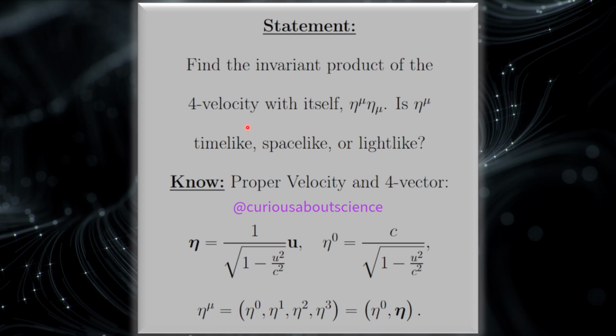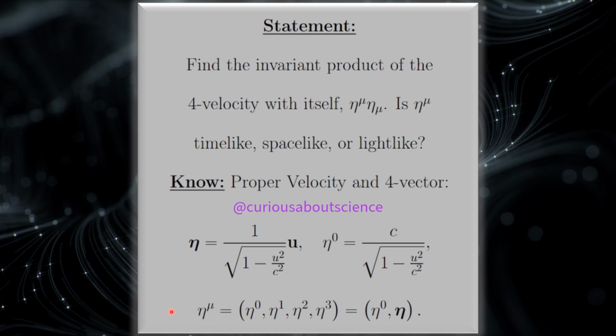We want to know, is η^μ time-like, space-like, or light-like? Okay, so we really want to know what is the invariant product, or the invariant interval, leading. Is it positive, negative, or 0? That being said, the proper velocity for a vector is defined as η equal to 1 over the square root of 1 minus u squared over c squared times the ordinary velocity u, with the 0 component equaling c over the square root of 1 minus u over c squared. Again, similar formats here, except now we have c for the temporal domain.